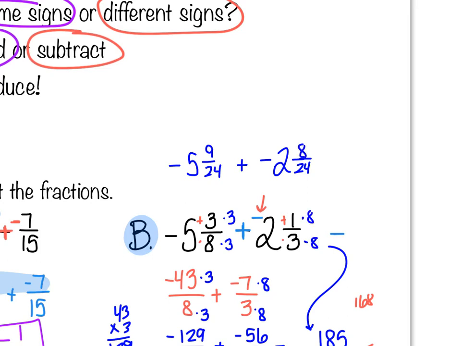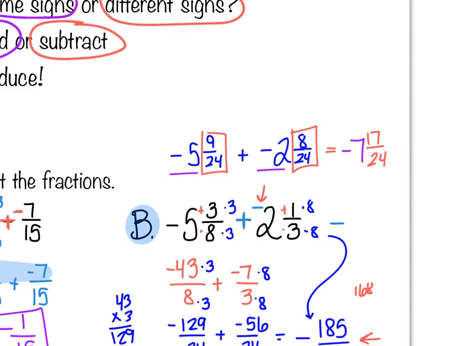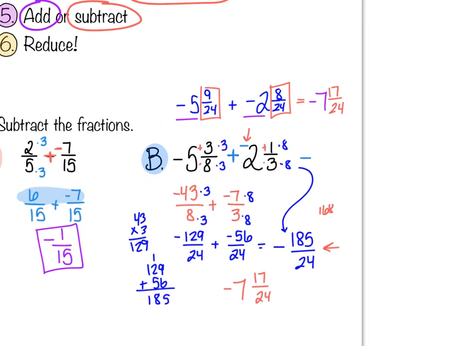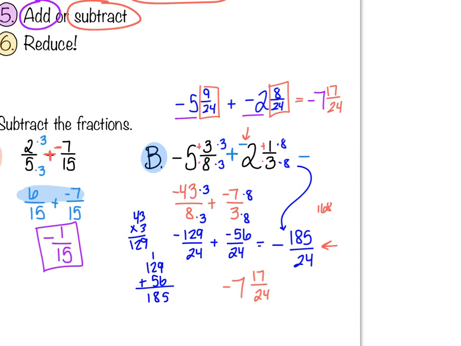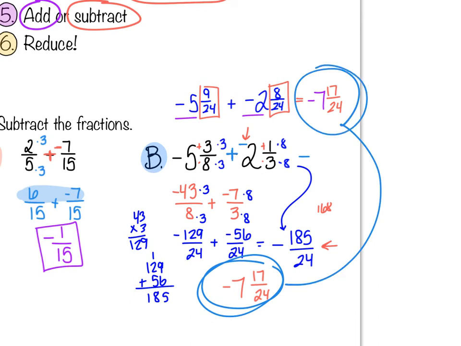We have same signs, so we're keeping the sign and adding. Start with your fraction parts. 9 24ths plus 8 24ths is 17 24ths. And then start with your whole number parts. Negative 5 and negative 2 makes negative 7, which, remember, was the exact same answer we got when we did it earlier with the improper fractions. We got negative 7 and 17 24ths right here. So it's the same exact answer with a lot less work.